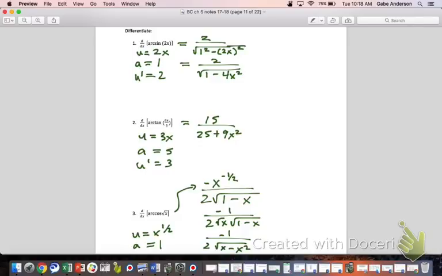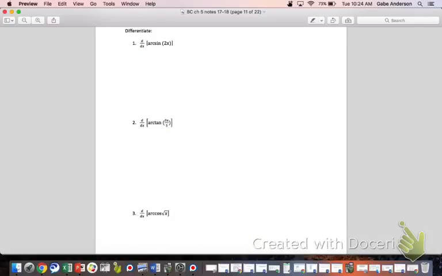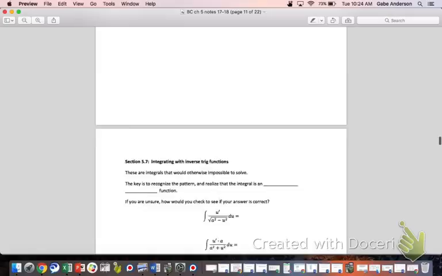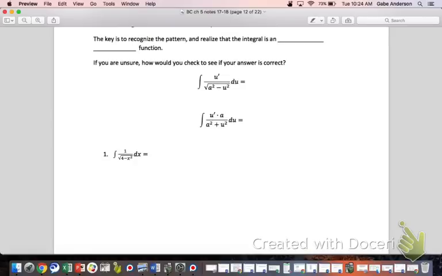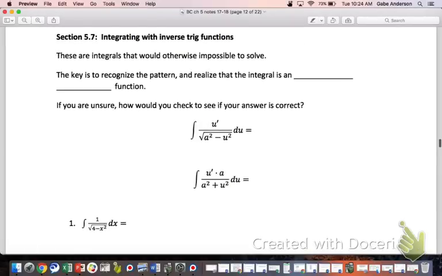So, any questions? Okay, fair enough. Well, one of the reasons that we do this is so that we can do what comes next. So let's flip over to 5.7. In 5.7, you will see that we've got integrating with inverse trig functions. So this is not integrals of inverse trig functions, just integrals that will involve inverse trig functions.